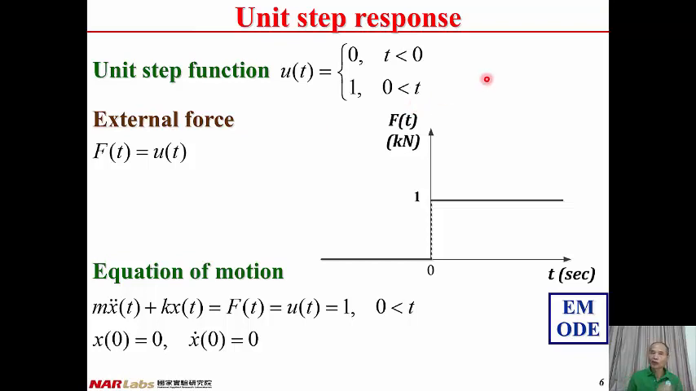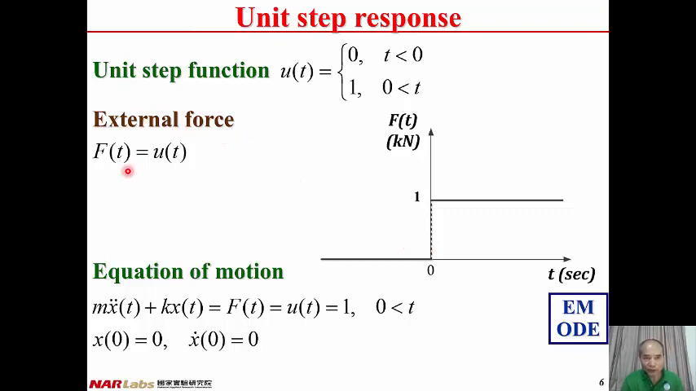First of all, we consider unit step response. Before solving for unit step response, we consider the unit step function first. For the unit step function, when t is negative, the unit step function u(t) is 0. When t is positive, the unit step function is equal to 1. And at t equal to 0, there's a jump from 0 to 1 because the height of the step is a unit. Therefore, it's called unit step function.